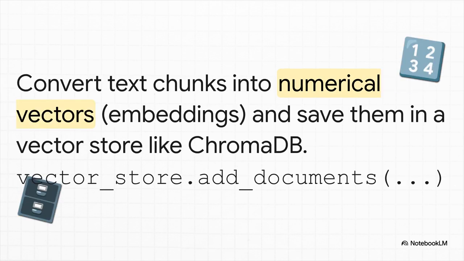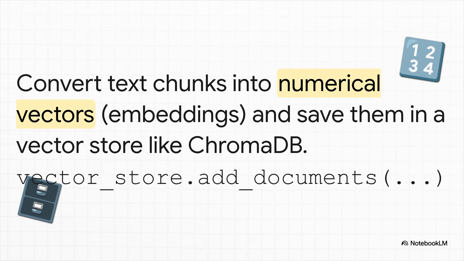And finally, we store. Now this is where the real magic is. We take each one of those text chunks and turn it into a string of numbers called a vector. You can think of this vector as a mathematical fingerprint for the meaning of that text. Then, we just use a simple command like add_documents to save all these fingerprints into a special database called a vector store.